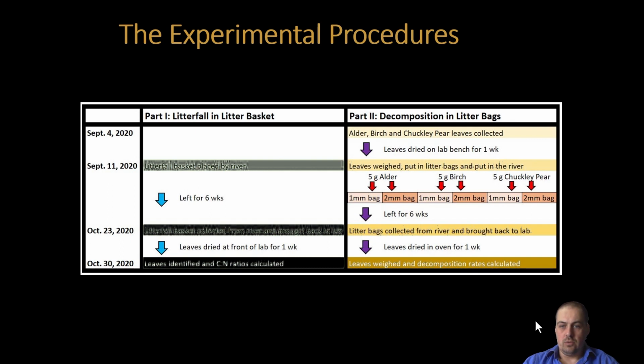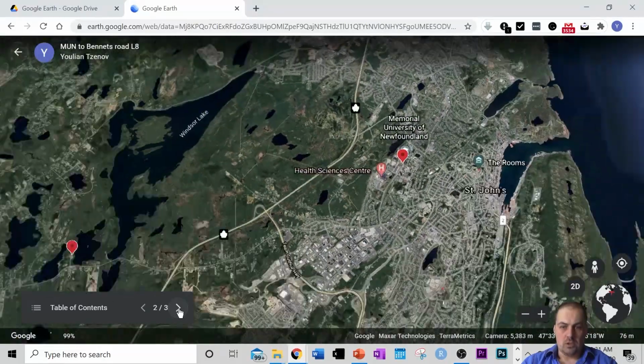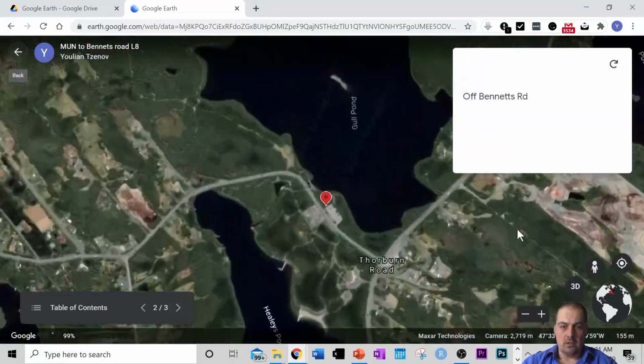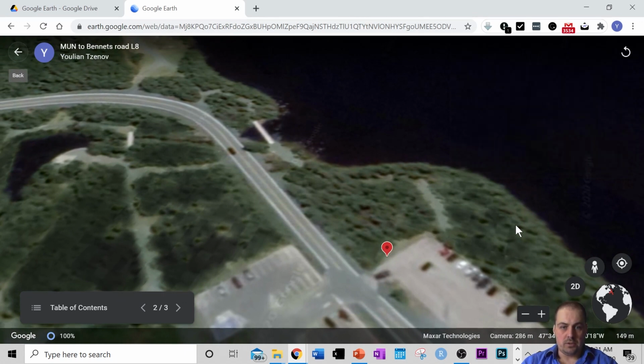Now we're going to go through part 2, starting with the location. So again, Memorial University, St. John's campus, and we're actually going to collect our leaves just off Bennett Road. So if you remember Bennett Road, that's where we did Lab 2. So this was the stream for Lab 2, and this was, sorry, the riffle and the pool, and the little bridge, and where I did my talk over here.